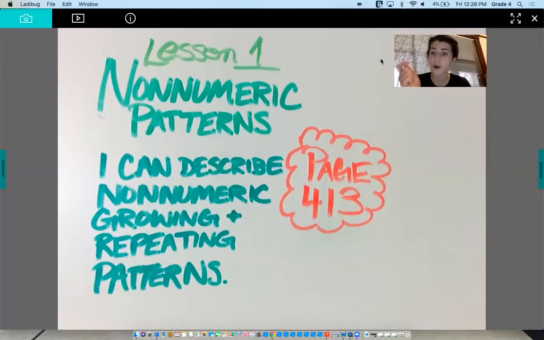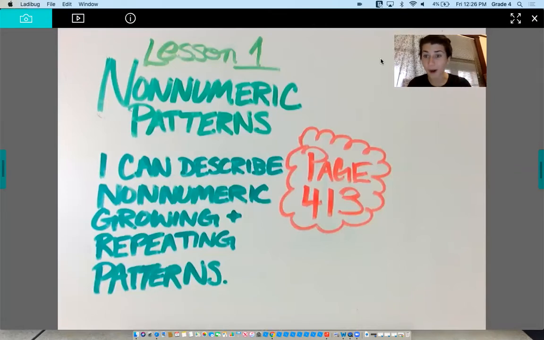In 4th grade, we always do math with a pencil. So good. You're experts at this point. 7th chapter, right? We're making moves in this math book. All right, so page 413 starts with what's called non-numeric patterns.